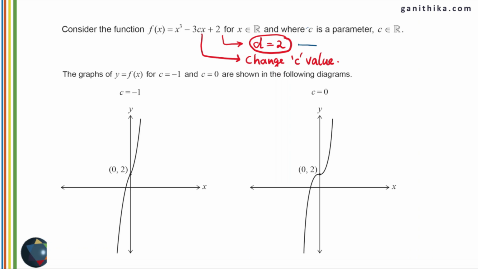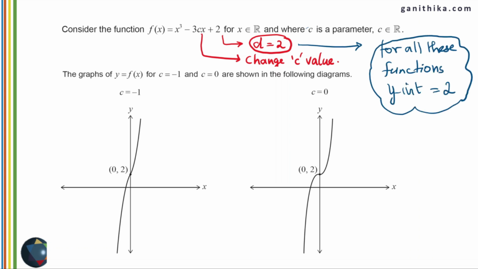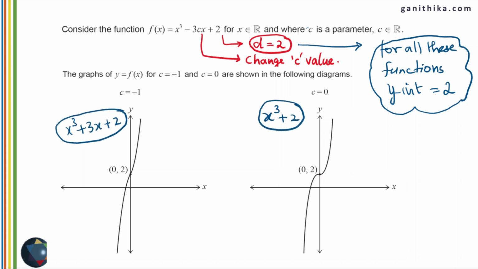Since d equal to 2, all these functions for different values of c will have the same y-intercept too. For example, in the graph given below, you should have noticed that 0, 2 is the y-intercept for both the graphs. So in the question itself, you are given the graphs for c equal to -1 and c equal to 0. So the left hand graph gives the equation x cube plus 3x plus 2 because c equal to -1. Because c equal to 0 in the second graph, we have the graph of x cube plus 2. So these are the two equations and two graphs already given in the question.